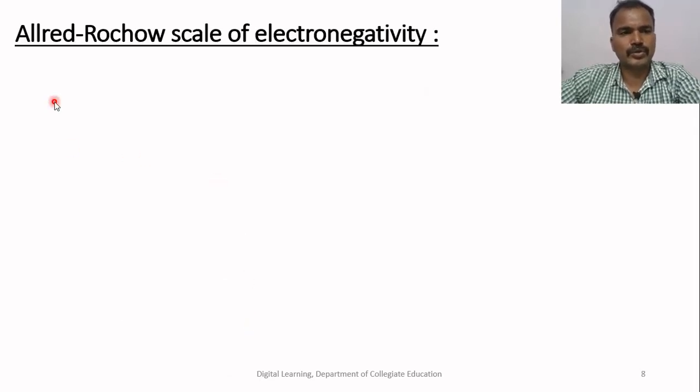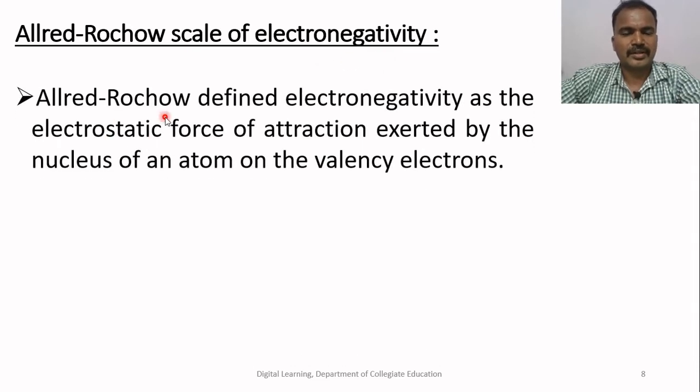Take one more scale to calculate the electronegativity, that is the Allred Rochow scale of electronegativity. Allred Rochow defined electronegativity as the electrostatic force of attraction exerted by the nucleus of an atom on the valence electrons. So it makes use of the effective nuclear charge on the periphery of an atom.